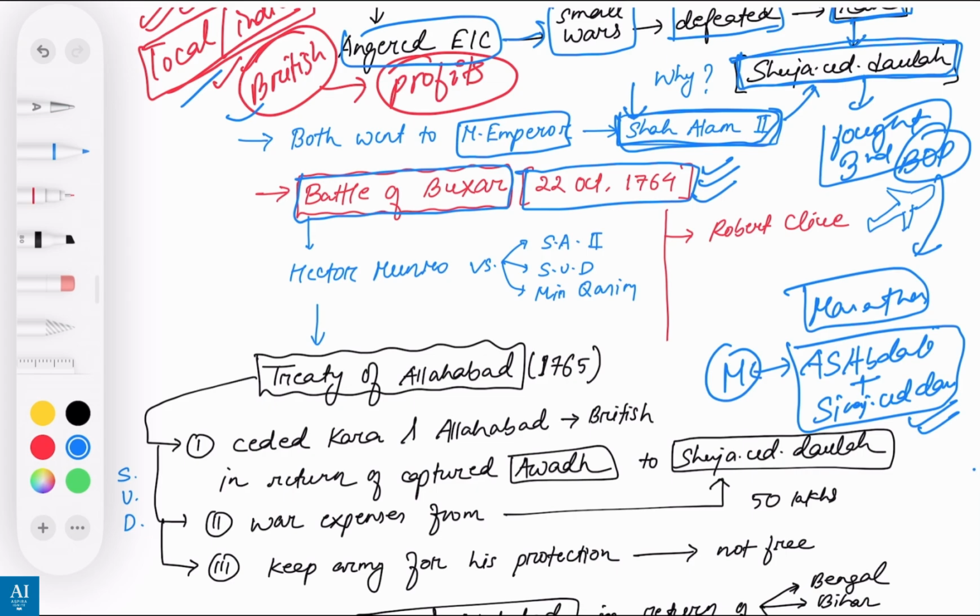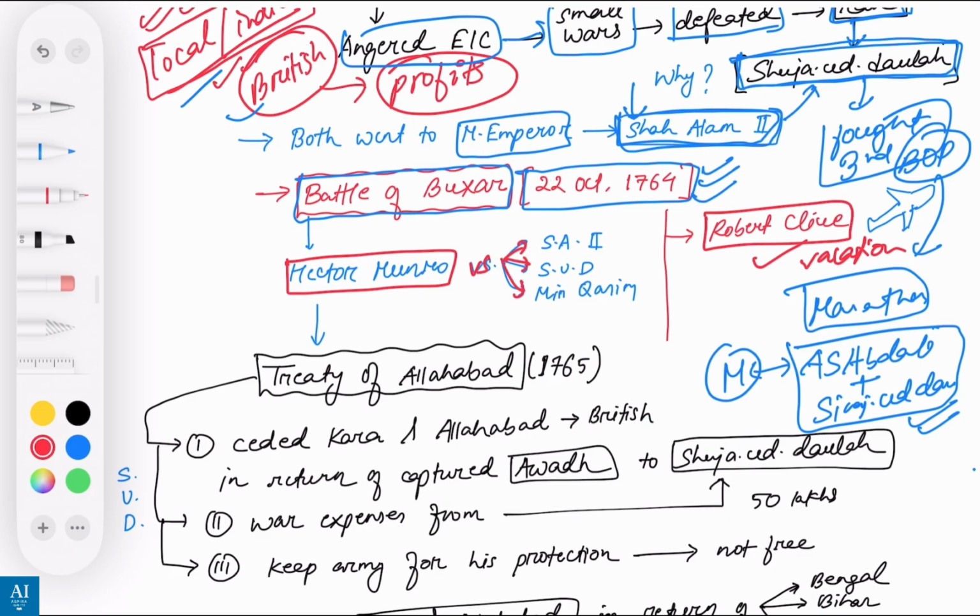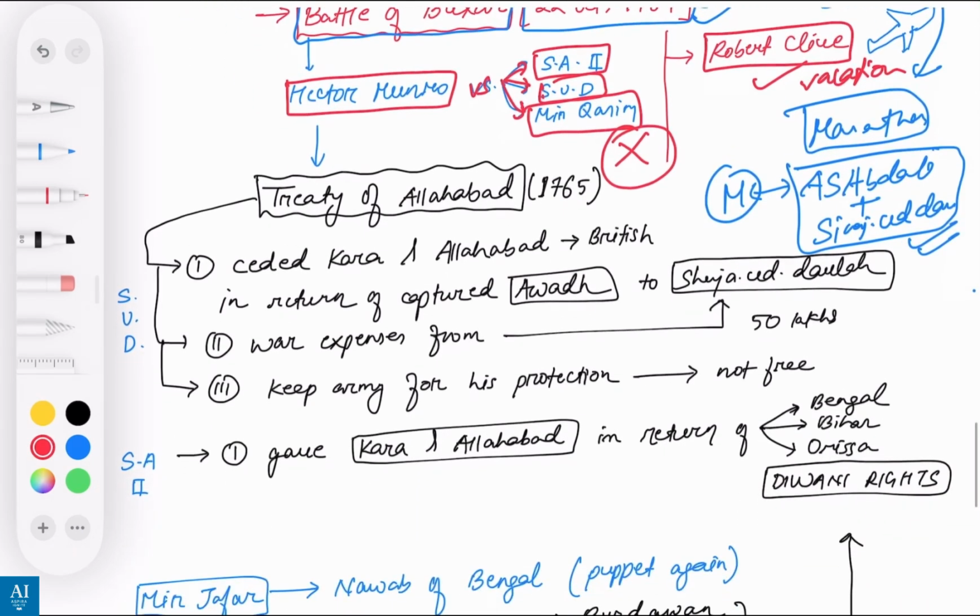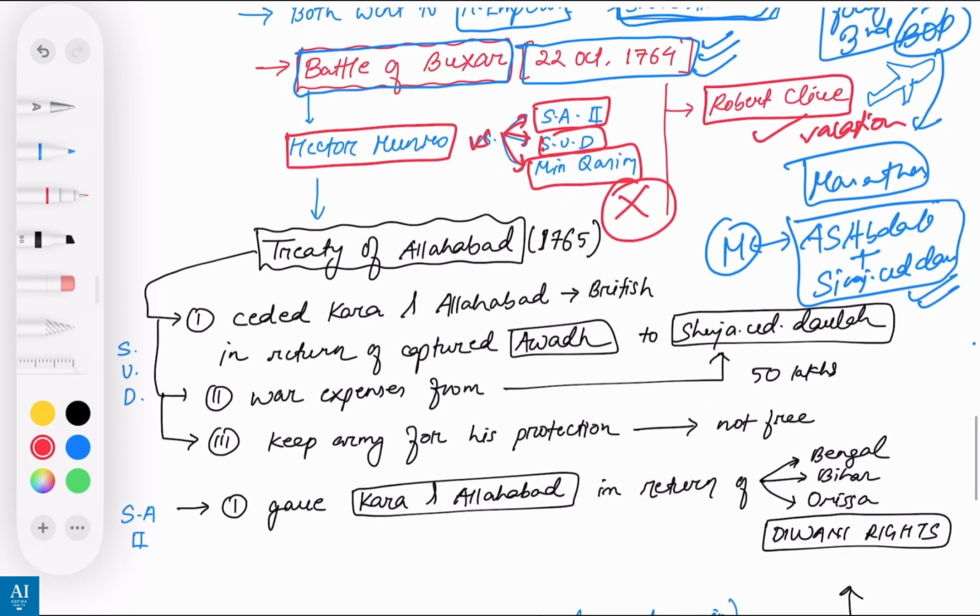So during that time, Robert Clive moved to vacation. So that's why Hector Munro was placed to fight in the Battle of Buxar. Siraj-ud-Daulah, Shah Alam II, and Mir Qasim were defeated very easily. Why? Because of lack of coordination, their loose army and setup, and their lack of motivation.